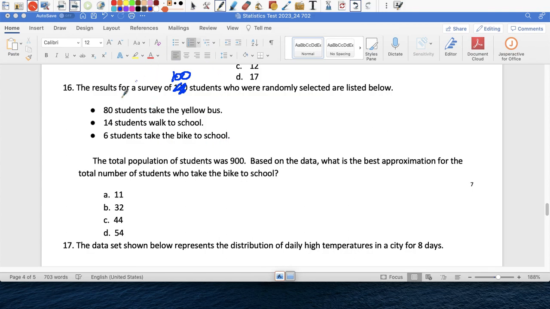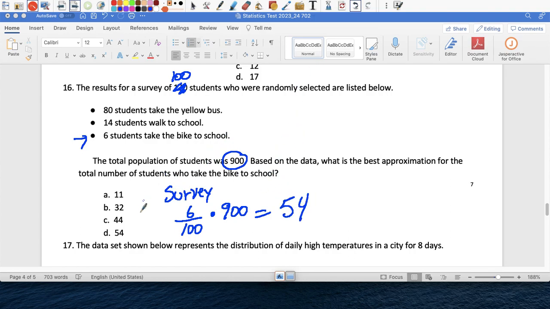So based on this survey, if you had 900 students, how many of those would you expect to also take the bike? Well, in our survey, how many children take the bike? So in the survey, 6 students out of 100 take the bike. We're going to use that ratio and multiply that by 900. So 6 over 100 times 900, we're going to get 54. So 54 students out of 900 would be expected to also take the bike.